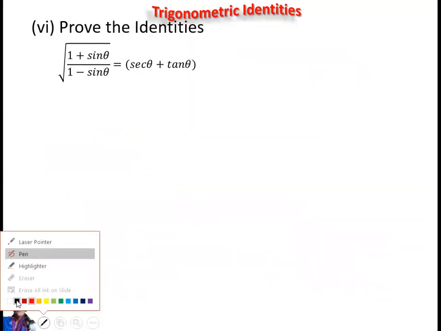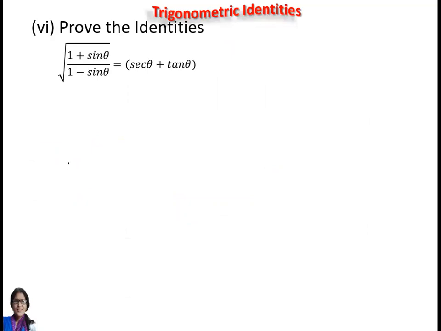Next is sixth question. Prove that 1 plus sin theta by 1 minus sin theta is equal to sec theta plus tan theta. In book it is given 1 plus sin a by 1 minus sin a. This is the same thing. A theta does not make any difference. So when the question is the square root of this equals sec theta plus tan theta, so what you will do, you will rationalize. What is the meaning of rationalize? As same as your algebraic identities. Okay, that means I'll rationalize the denominator.